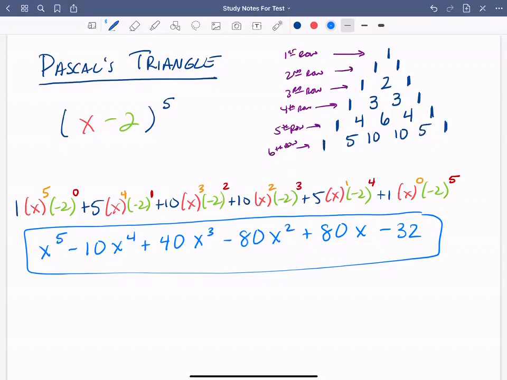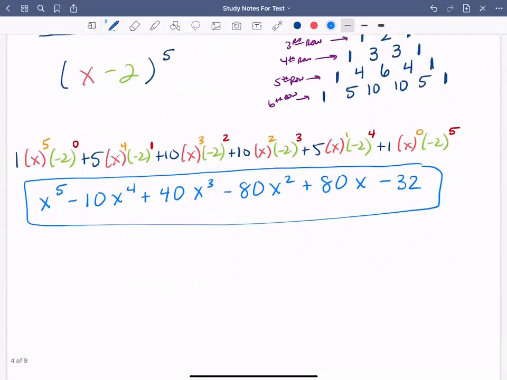Not a lot of work to show compared to if you were to do x -2 times x -2 5 times, right? If you're going to use our box method, if you're going to use the distributive property, there is a lot more room for error there. But Pascal's triangle allows you to use this a little more efficiently, meaning that it's quicker and there's not as much room for you to maybe add incorrectly or subtract incorrectly.